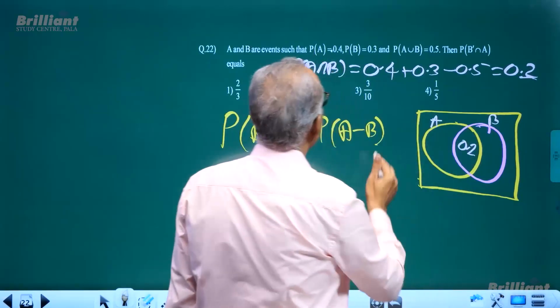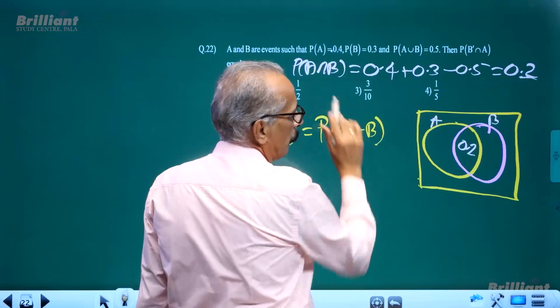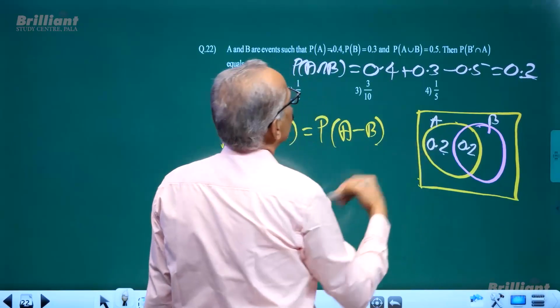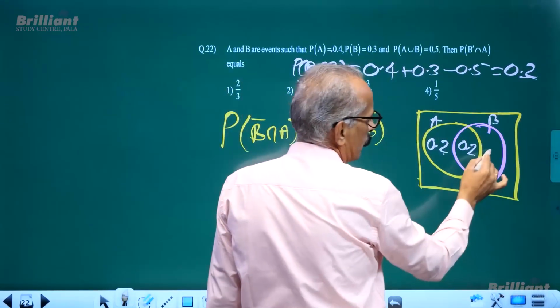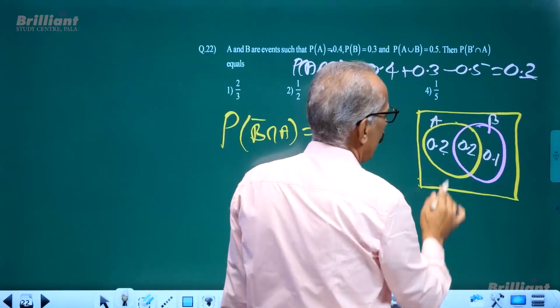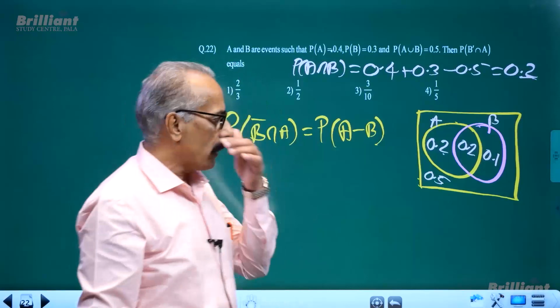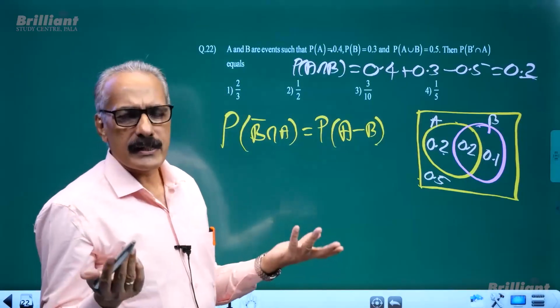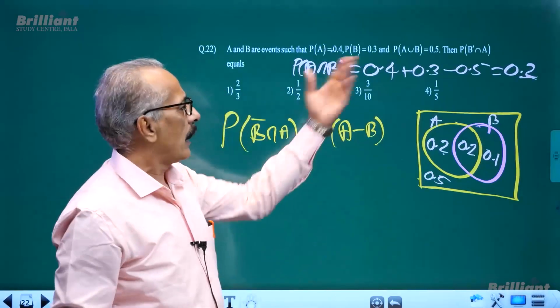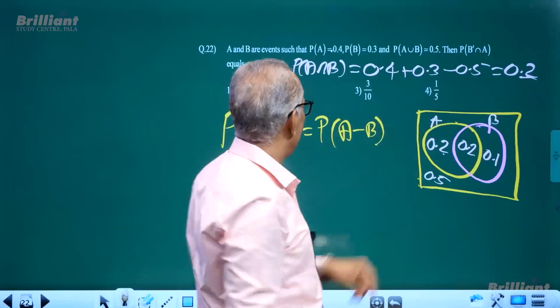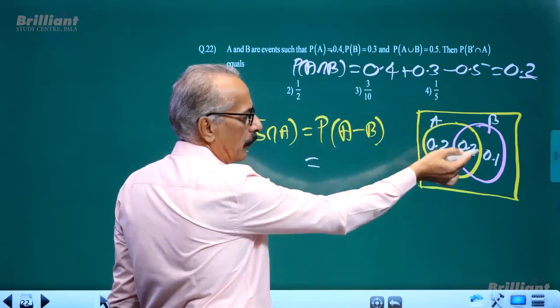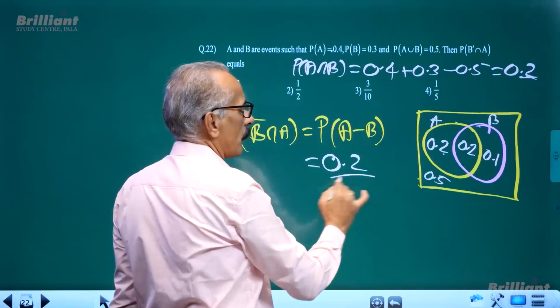A intersection B. And then the probability of A is 0.4. So this will be 0.2. The probability of B is 0.3. This will be 0.1. This will be 0.5 outside. That is, the total probability is 1 then. Any question they ask, you can answer. You want the probability of A minus B. Those in A but not in B. That is 0.2 is your answer.